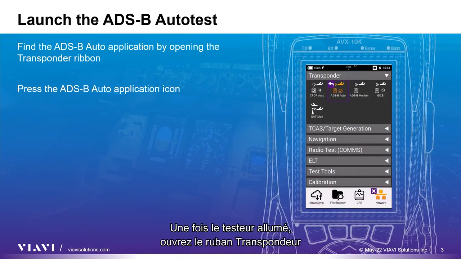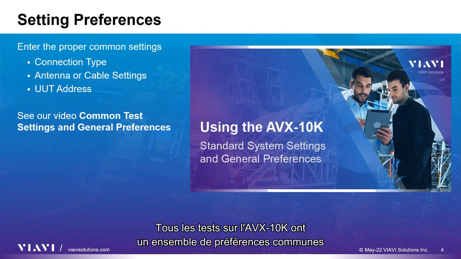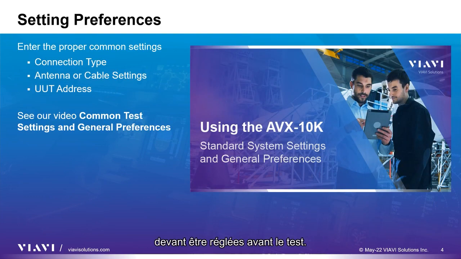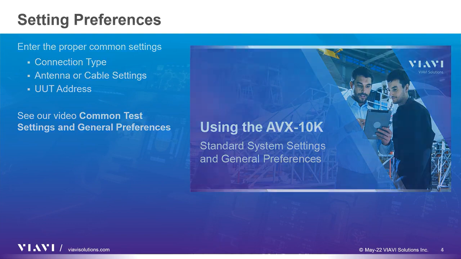After turning on your test set, open the transponder ribbon and select the ADSB Auto application. All tests on the AVX-10K have a set of common preferences that need to be set before testing. Our video Common Test Settings and General Preferences goes into greater detail.